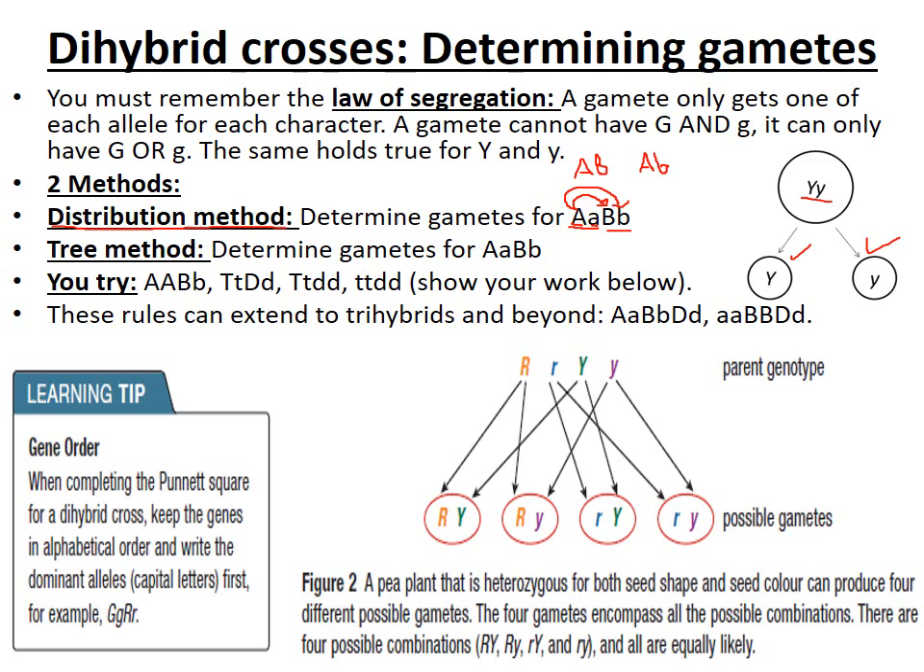Now half the gametes will have little a instead. So little a will be with big B, or little a can be with little b. Little a, little b. The order of the letters, we just keep the same order that you see in the genotypes of the individual.